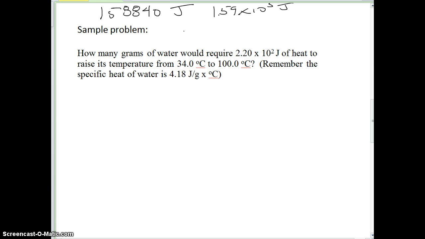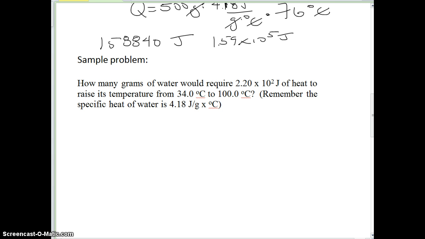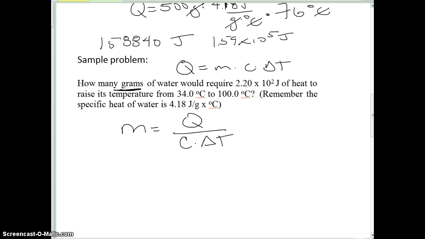Okay, so again, we're going to say, sorry about that. That was a little mistake. I'm not sure what I'm making there, but let's try this again. How about we go Q equals MC delta T, and in this case we're solving for mass, so we're going to make mass equal to heat over specific heat multiplied by delta T, change in temperature, so we can plug in some values here.